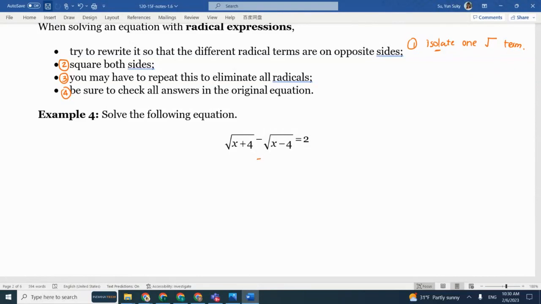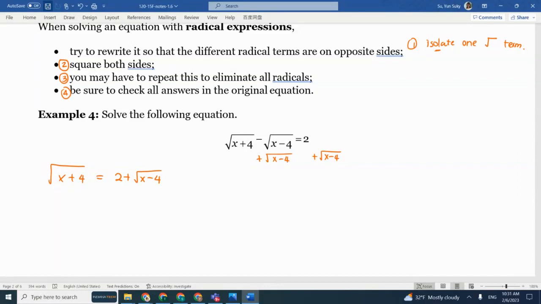So we add square root of x plus 4 on both sides. We get square root of x plus 4 equals 2 plus square root of x minus 4. That is step one. See, on one hand side, I only have one square root term. Is that okay, everybody? Yes?